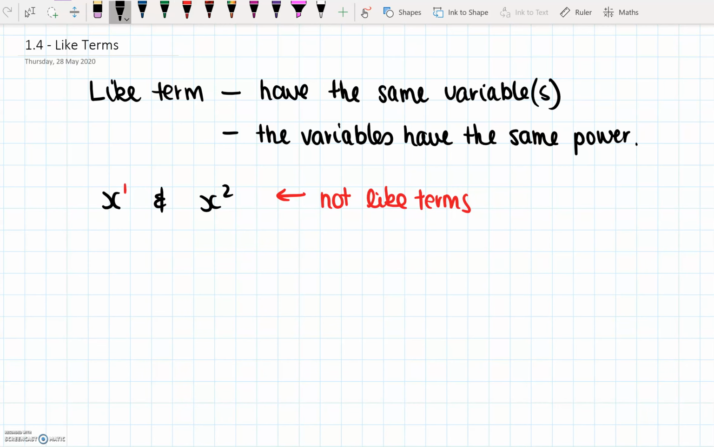Okay, let's try another one. What about if we had 3a squared and 2a squared? Do they have the same variables? Well, both of these have an a. And what power do those variables have? Well, a is squared in both of them, so therefore these are like terms.